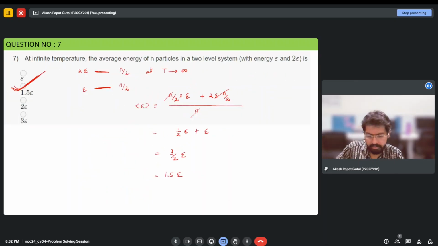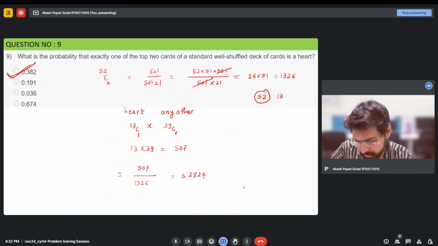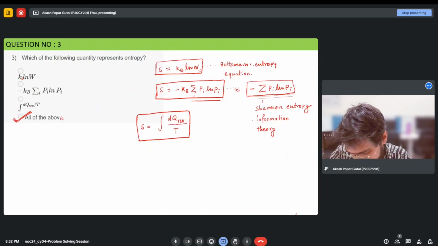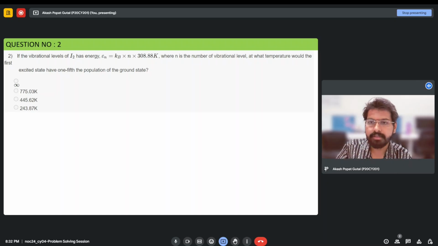So that ends today's problems. If you see, we have left one problem, this one. I found some absurdity in this problem. I will discuss it in the next session if possible.